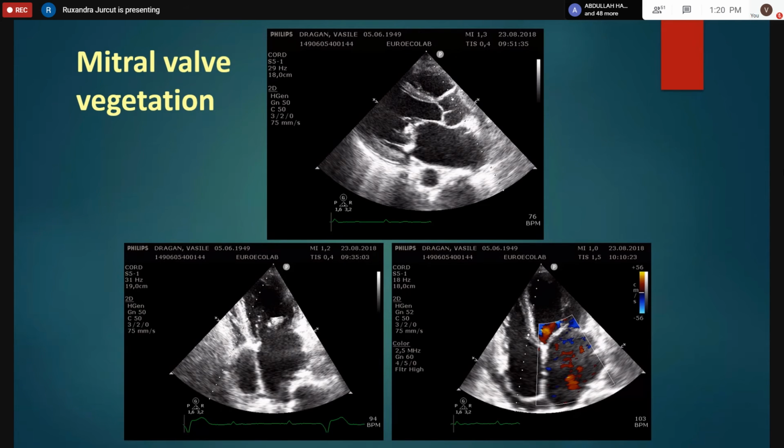So echo, and especially transesophageal echo, is a marvelous method for helping in diagnosing endocarditis. But of course, we have more and more imaging techniques. We'll actually have together a lecture on imaging techniques other than echo. And some of these are here. One of these is CT angiography.